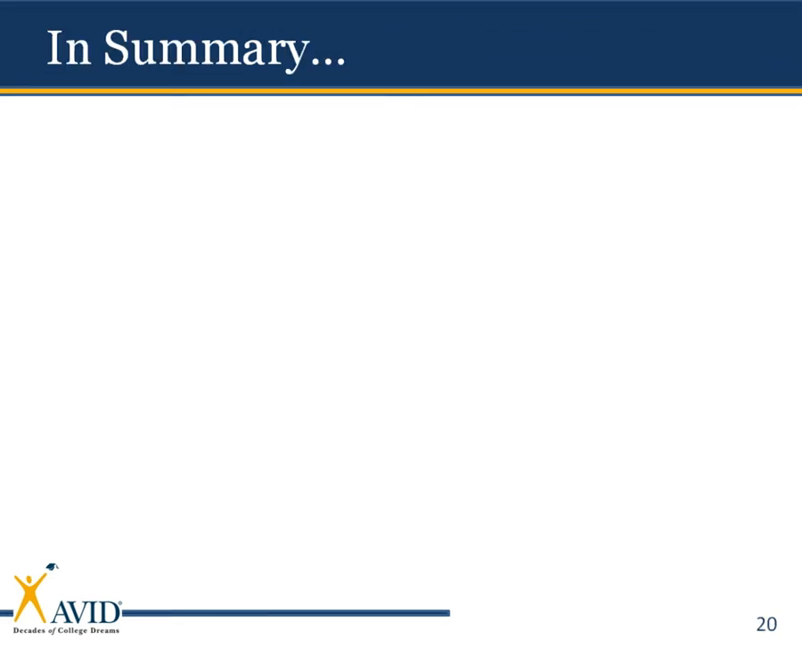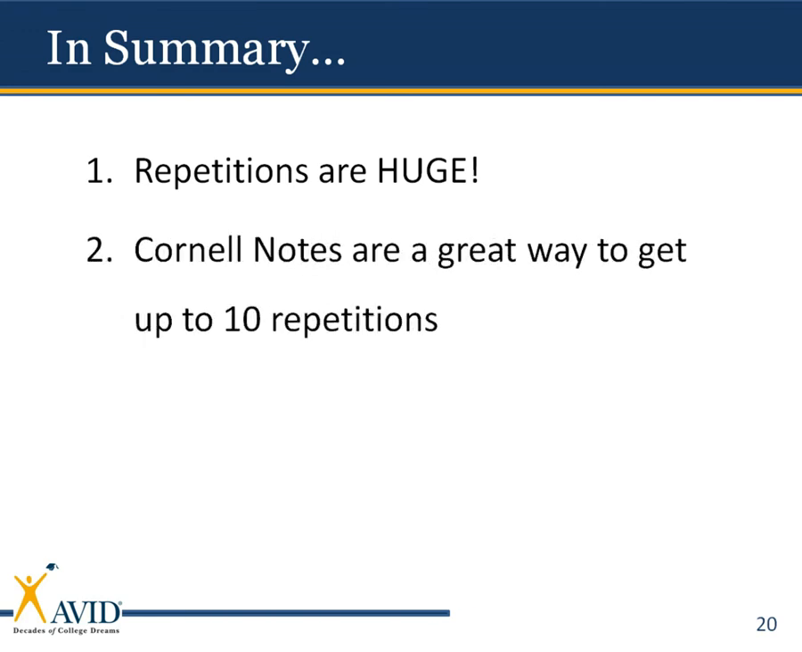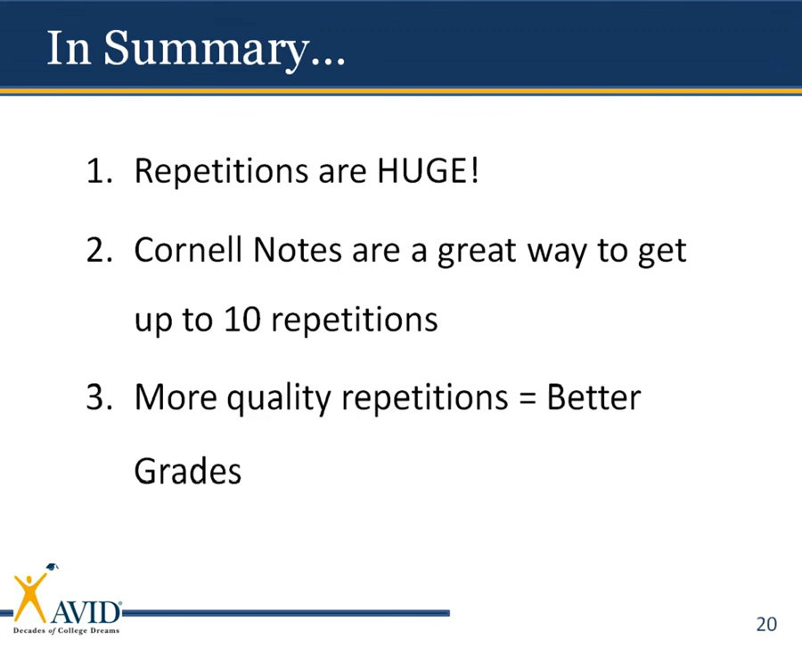So in summary, what have we learned here today? First off, that repetitions are huge. It's the only way that anybody learns anything. Number 2, Cornell Notes are a great way for you to get up to 10 repetitions of information. And why is that important? Because number 3, the more quality repetitions you get, the better your grades are going to get. Not just doing the steps to do the steps, but actually taking the time and going through those repetitions well, you're going to start seeing an increase in your grades that you're making.